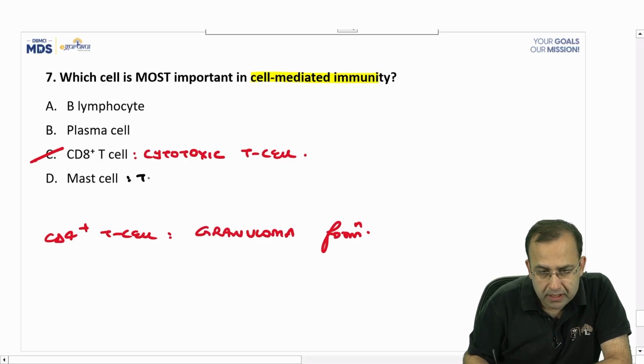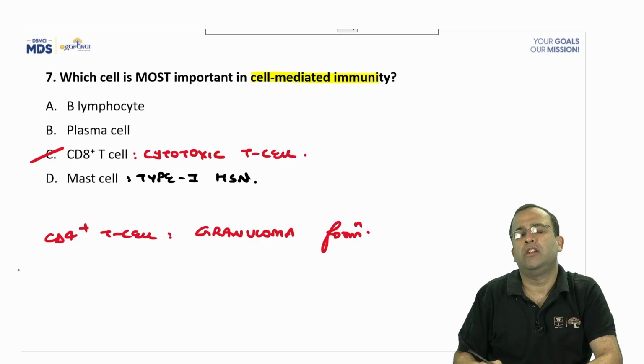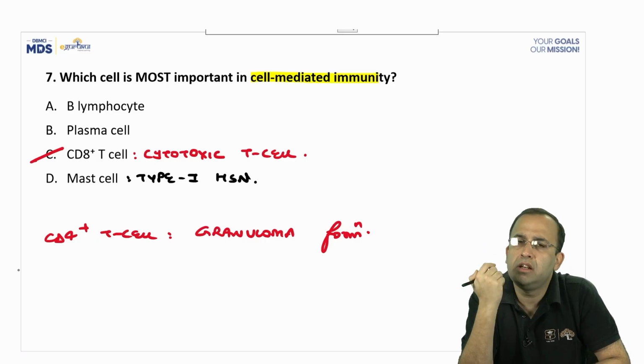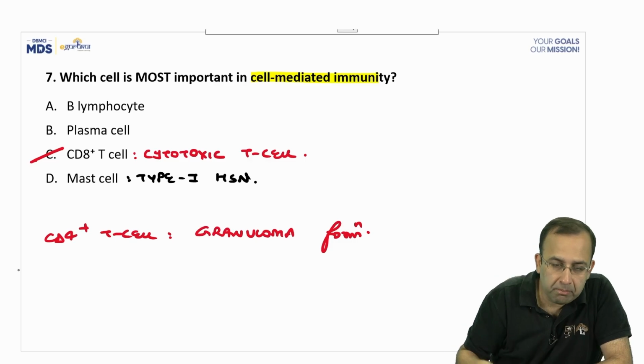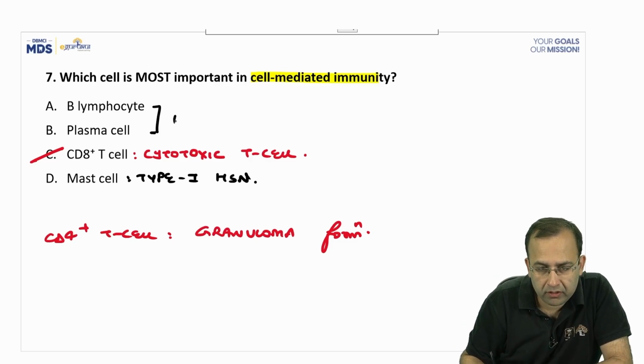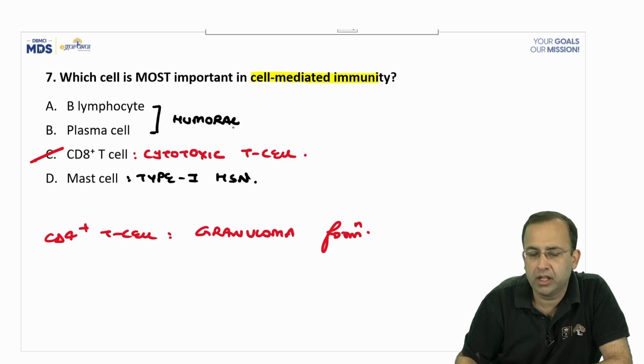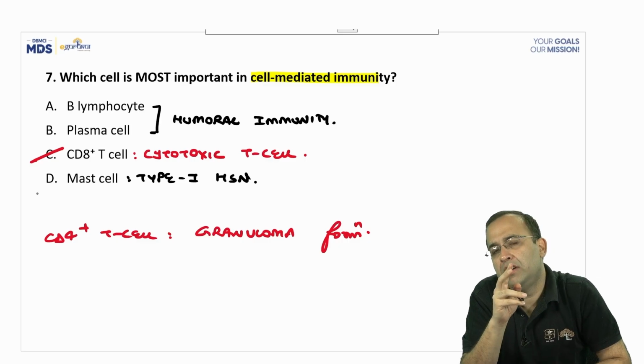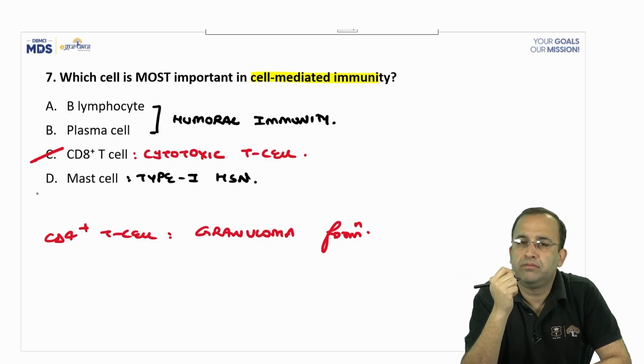Whereas mast cells play an important role in type 1 hypersensitivity. You already know this. We have seen mast cell followed by eosinophil, basophils and T cells. B lymphocytes and plasma cells, on the other hand, play a role in antibody-mediated immunity. That is, they play a role in humoral immunity. So these are the ones which are associated with type 2 hypersensitivity.